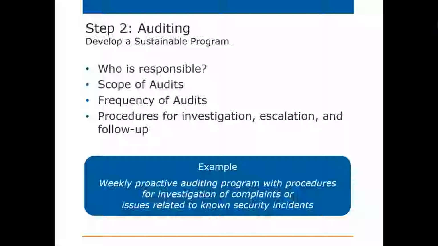How often? What is the frequency of this audit? What's the cycle? Is it something you're going to do weekly or bi-weekly? And if the responsible individual finds something, what are they going to do about it? What's the process to investigate that, to escalate that, to follow up on that later? All of this is a part of that auditing program.